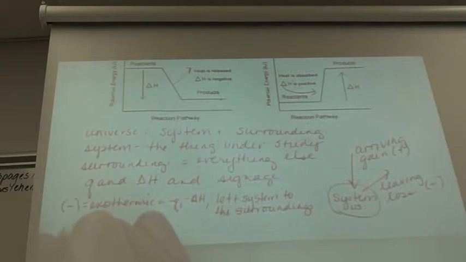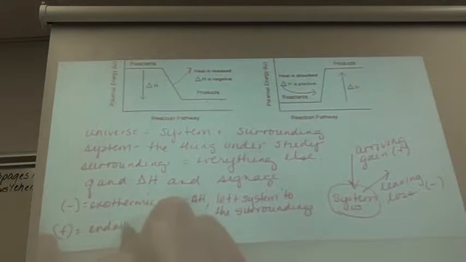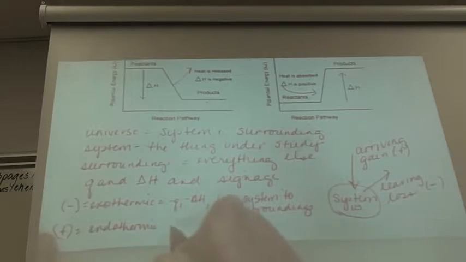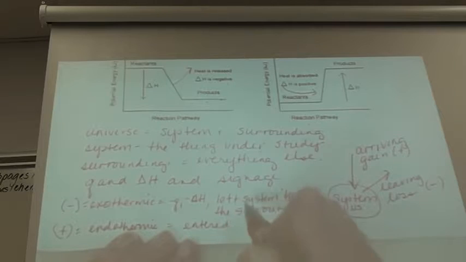If we have a positive value for delta H or Q, that means it is an endothermic reaction, and that means heat entered the system from the surroundings.